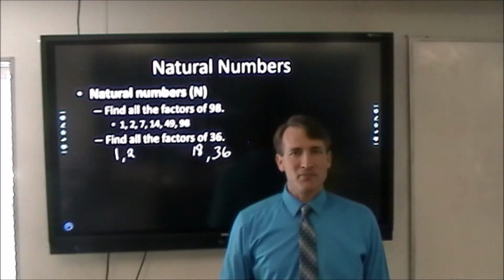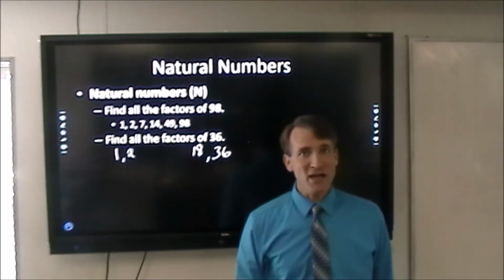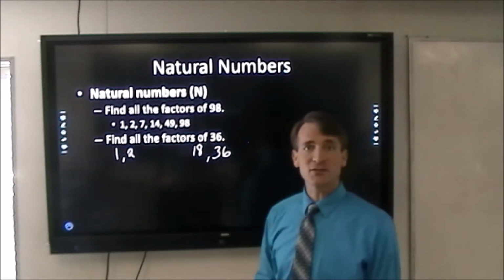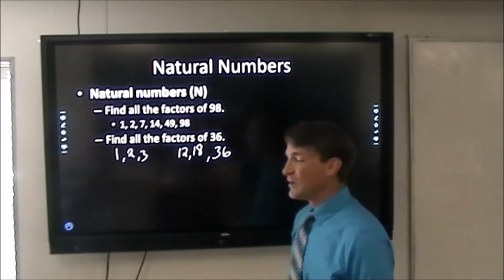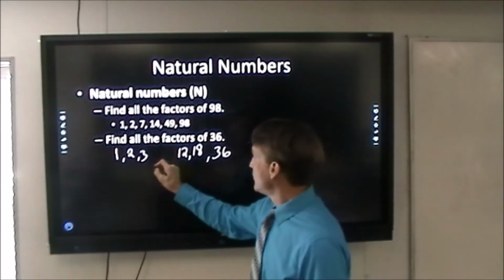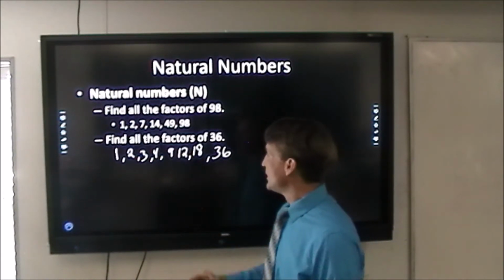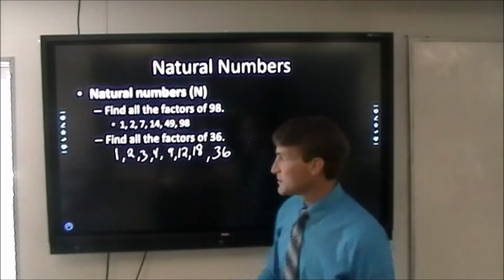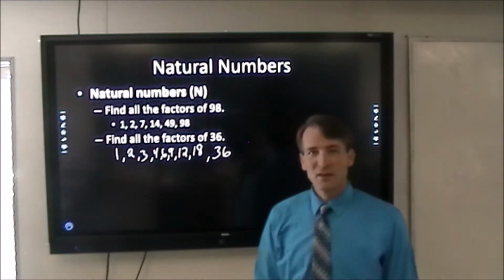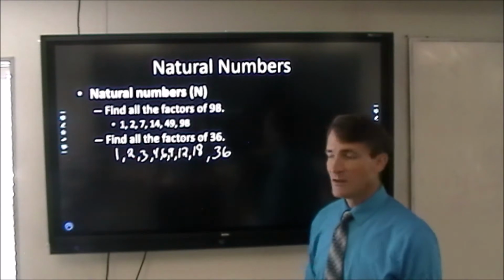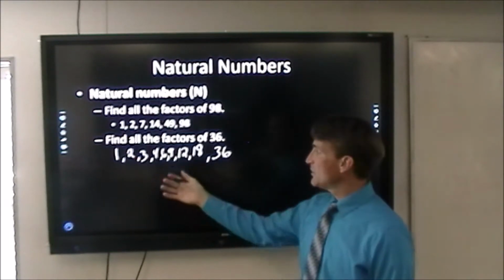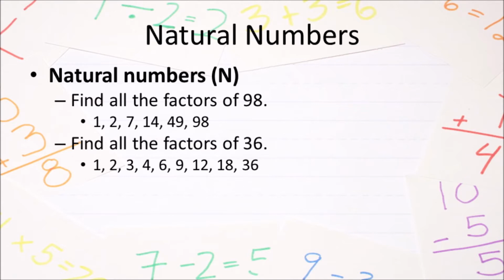Is it divisible by 3? Well, 3 plus 6 is 9, and 9 is divisible by 3, so 36 is also divisible by 3. That gives me an answer of 12. If I divide by 4, I get 9. And then if I divide by 6, I get 6. 5 is not a factor of 36 because it does not end in a 5 or a 0. So finding all the factors of 36, I get 1, 2, 3, 4, 6, 9, 12, 18, and of course the 36 number.